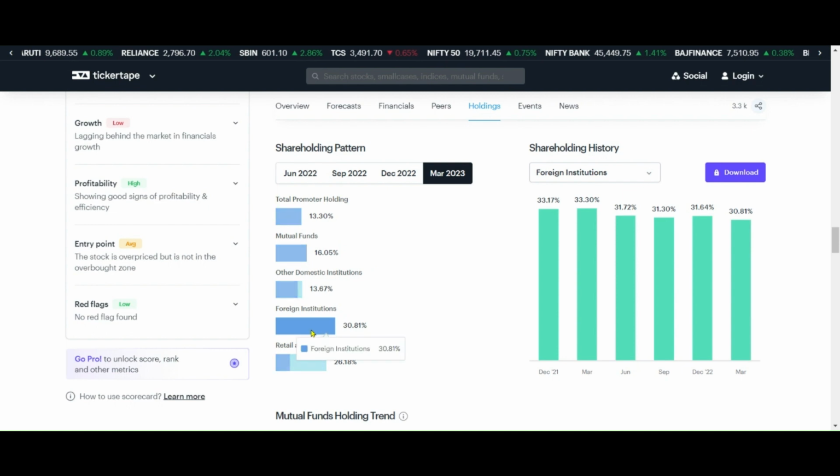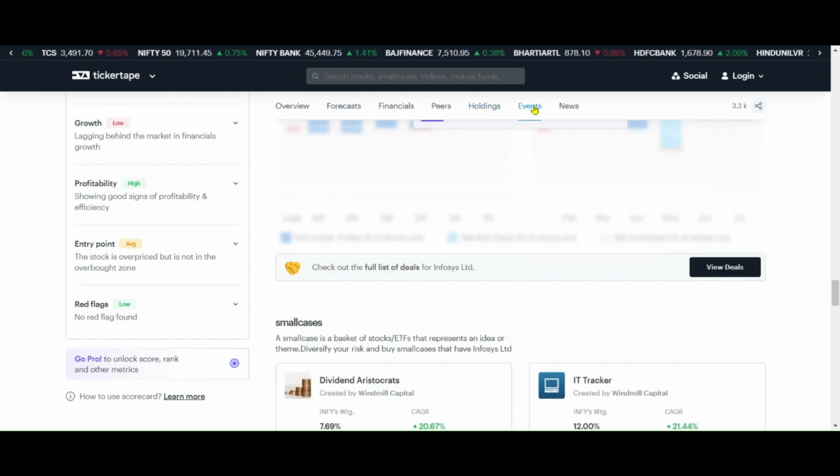So, for example, this stock, the foreign investors are holding 30%, which is a pretty good sign. It means there are foreign companies and institutions have done a lot of research and invested in this company, which is a good sign. So then you go to the events section.